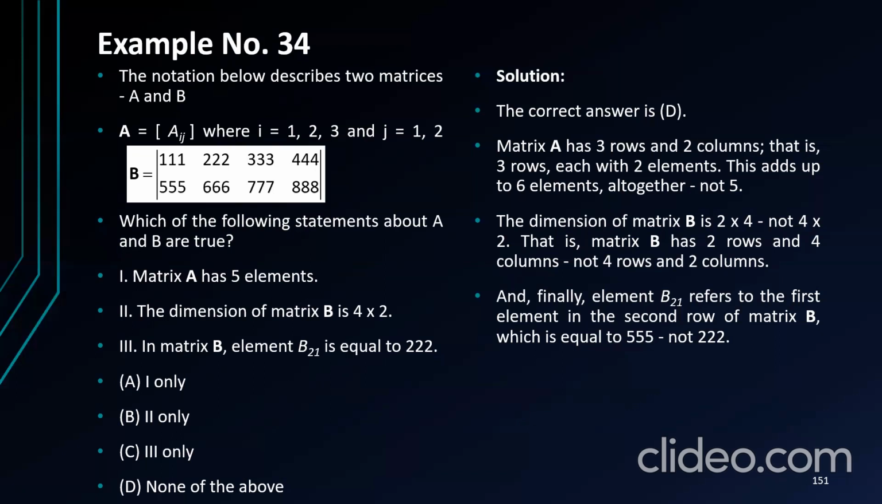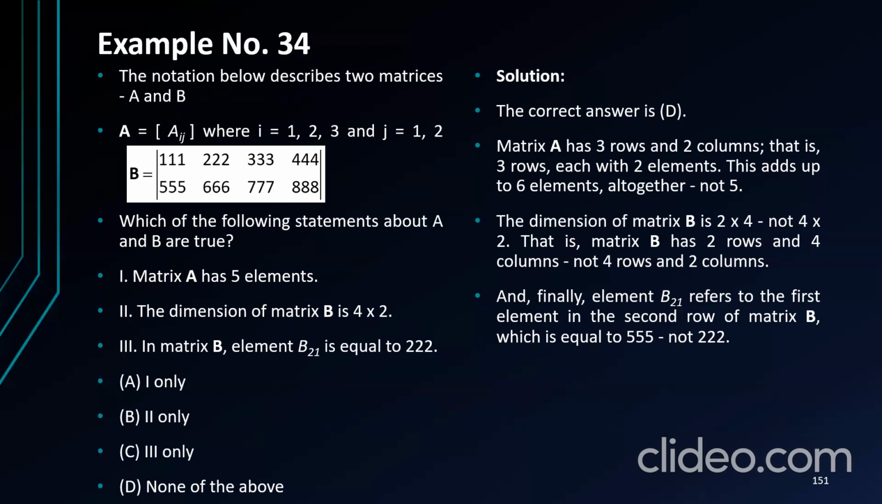So, the dimension of B is a 2 by 4 matrix, not 4 by 2. That is, matrix B has 2 rows and 4 columns, not 4 by 2. So, statement number 2 is wrong. And finally, B21 refers to the first element in the second row of the matrix B, which is equal to 5, not 2.